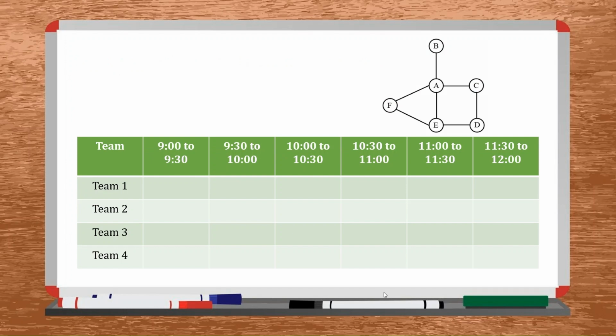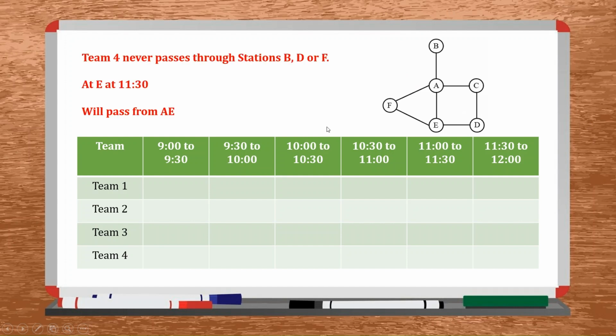We will be starting with team 4 because we know that it can only travel between stations A, C and E. It cannot travel beyond these 3 stations. So we'll start with team 4. Team 4 is at E at 11:30. If it is at E at 11:30, that means it needs to travel from E to A between 11:30 and 12 because it needs to end up at A. Hence, it will be traveling from E to A between 11:30 and 12.